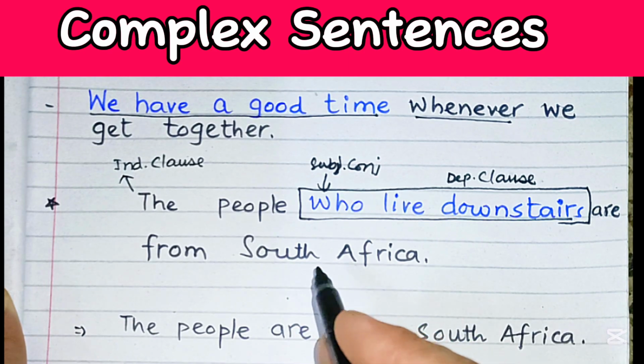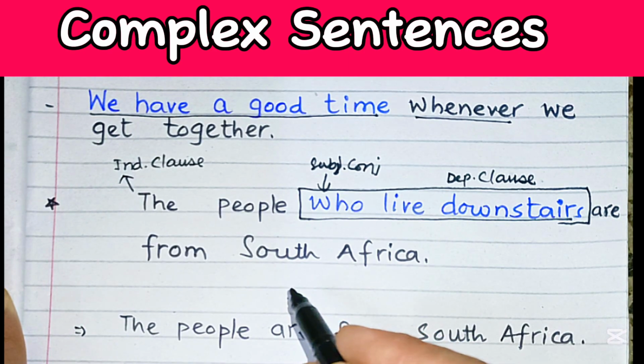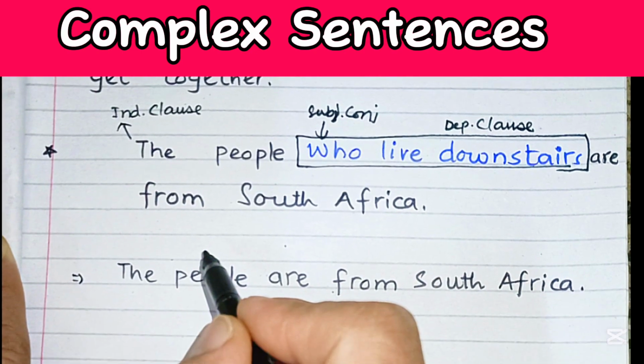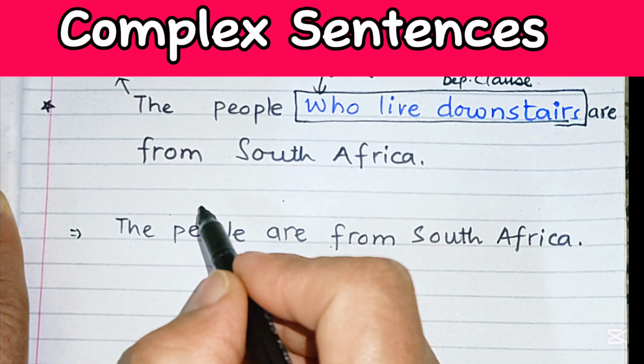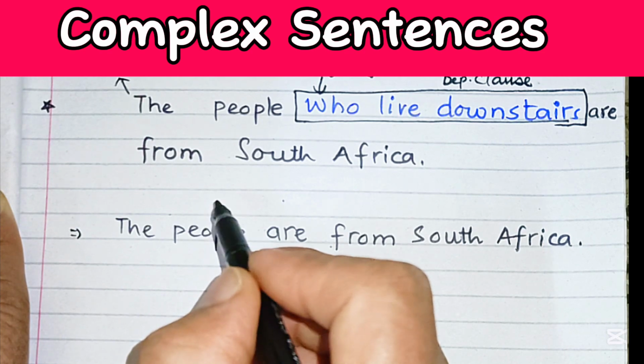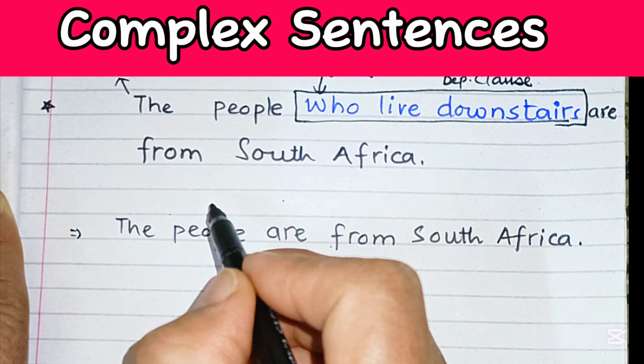To sum up, we can say that both dependent and independent clauses, once they are put together with the help of subordinating conjunctions, make complete sense. Hope this lesson will help you in understanding the concept of complex sentences.